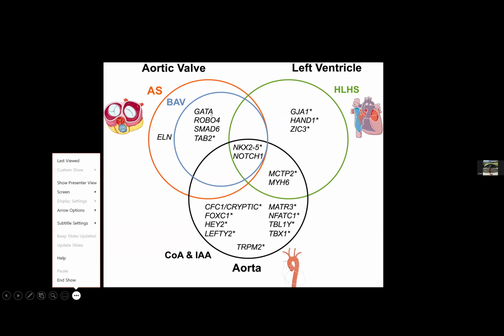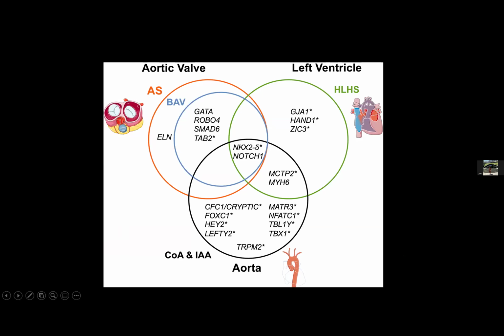This Venn diagram highlights the common genetic pathways underlying left heart obstructive lesions. Shared genes, particularly NOTCH1 and NKX2-5, play key roles in left heart development and are associated with multiple defects. This explains the frequent coexistence of bicuspid aortic valve, aortic stenosis, coarctation of aorta, and hypoplastic left heart syndrome.